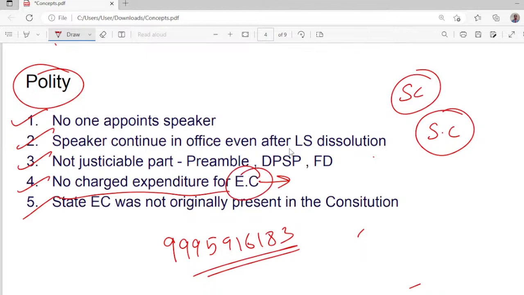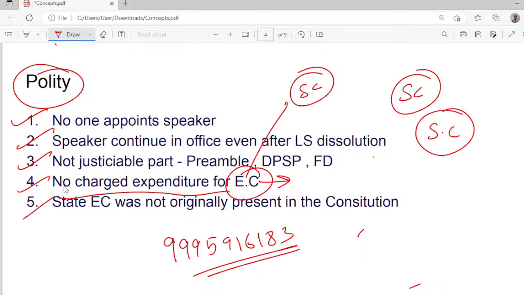So the Election Commission, write down all of you. The Supreme Court has recently given guidelines for the appointment of election commissioners. A question can come, but unfortunately the Election Commission does not have charged upon expenditure. Underline that.